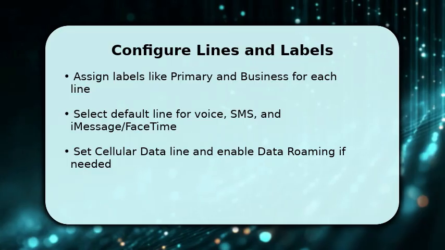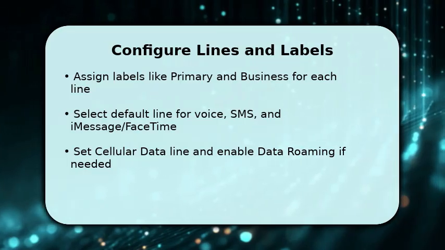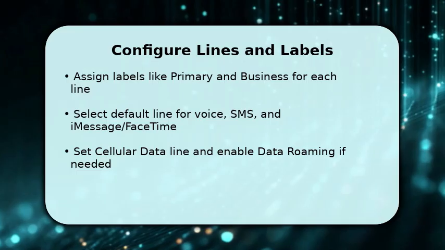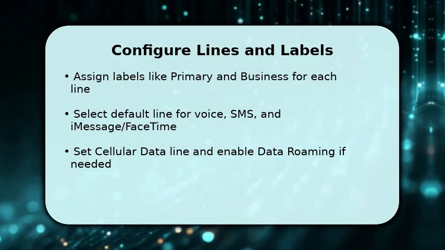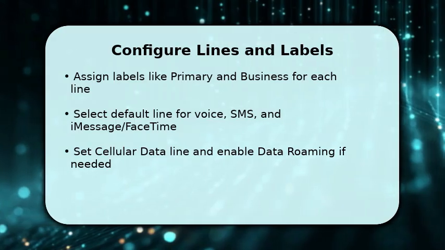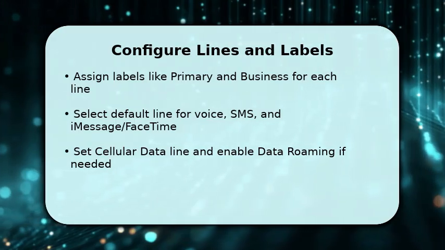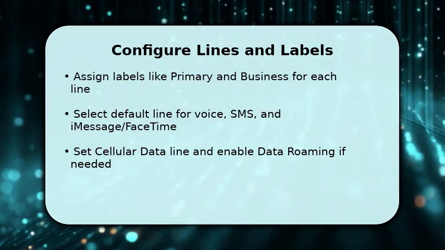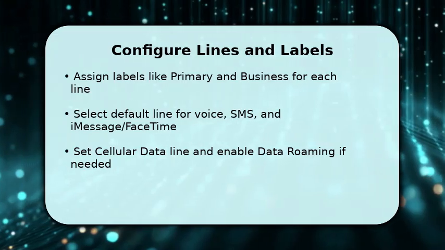After the eSIM installs, you'll configure how both lines work. First, label each line, primary, secondary, work, so apps and the phone app show clear choices. Next, choose the default line for voice and SMS and separately set which line handles cellular data. This matters for apps and hotspot use.